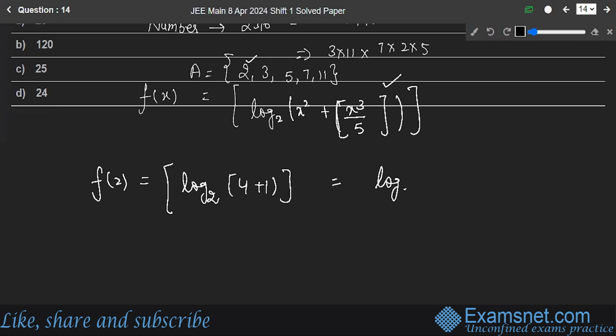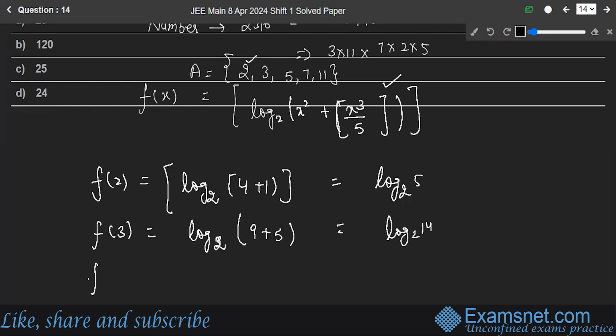This gives me log to the base 2 of 5. Similarly, f of 3 will be equal to log to the base 2 of 9 plus 27 by 5. That gives you 5 point something. So I'll be taking the lesser value. This will be 14. f of 5 will be log to the base 2 of 25 plus 125 upon 5, this gives you 25. So you have a 50 over here.